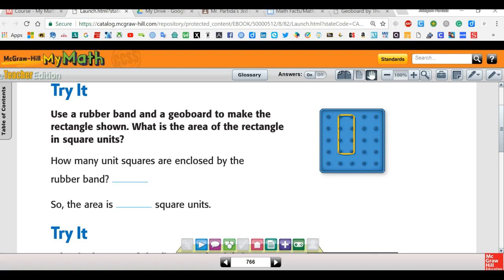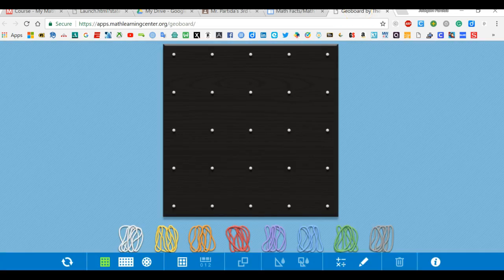It says use the rubber band and a geoboard to make the rectangle below. What is the area? It looks like we have 1, 2, 3 on one side and then 1 on the top side. So I'm going to my geoboard, take my rubber band, and it looks like 1, 2, 3 like this, right? So the length is 1, but the width is.